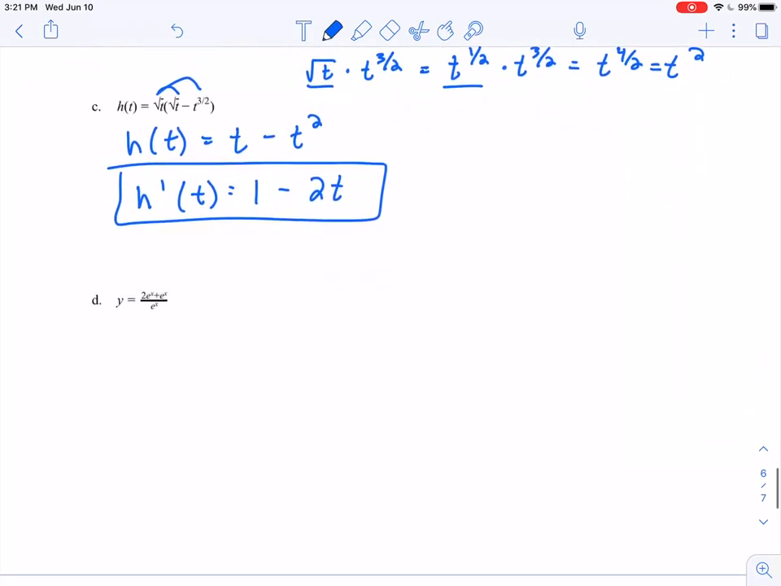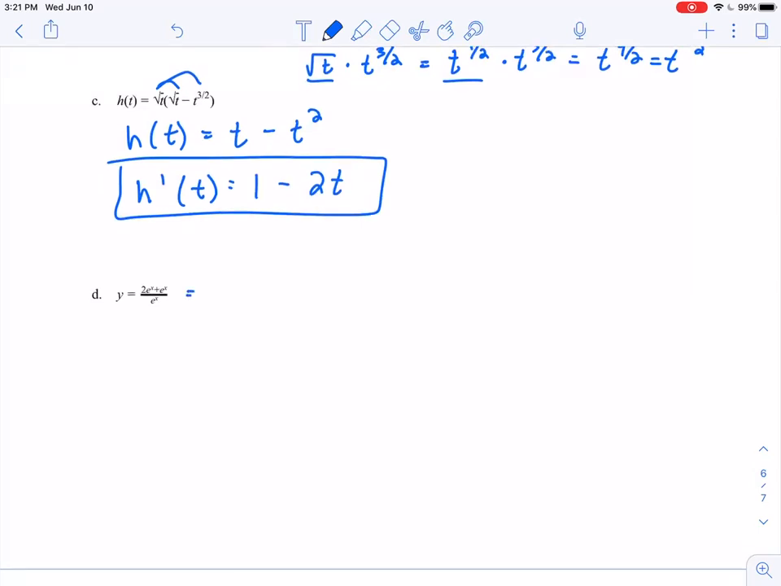Last example for this particular type of problem, I have y equals 2e to the x plus e to the x, all divided by e to the x. Again, we're going to pull the same exact trick that we did earlier. I'm going to pull it apart into two separate fractions and say, well, this is 2e to the x divided by e to the x plus e to the x divided by e to the x. So really what this says, and this is kind of a silly way to write it now that I look at it, is 2 plus 1 is equal to 3.